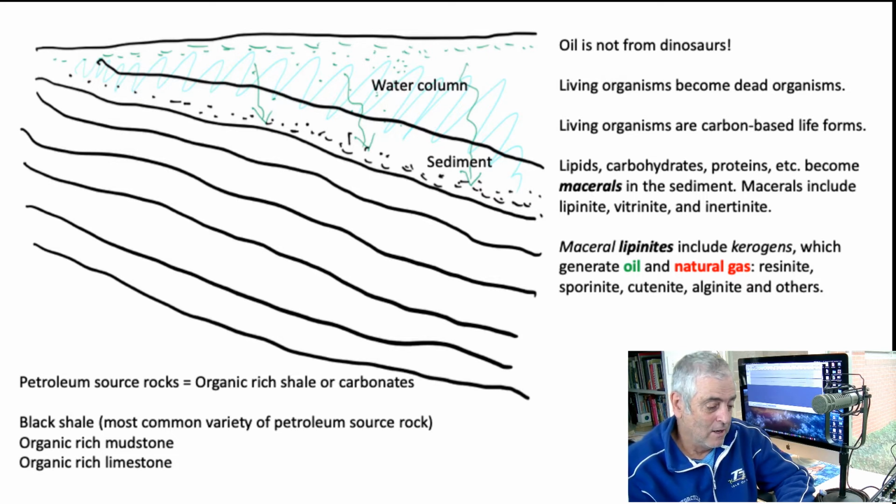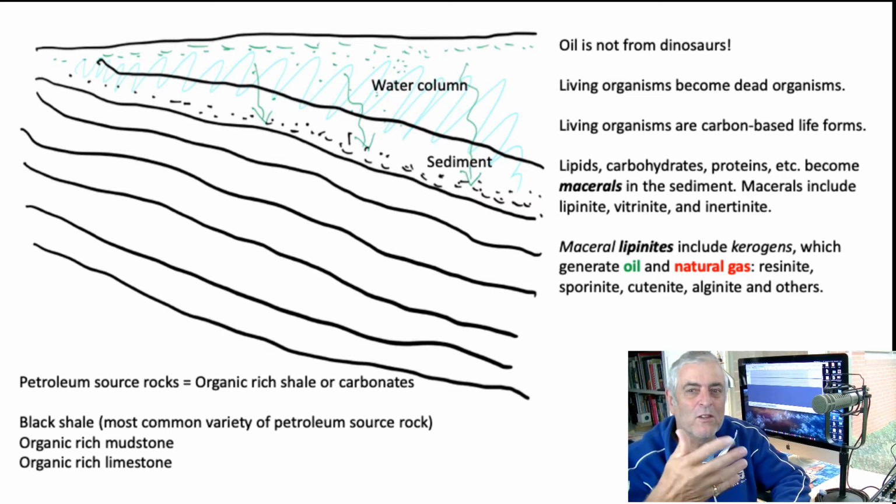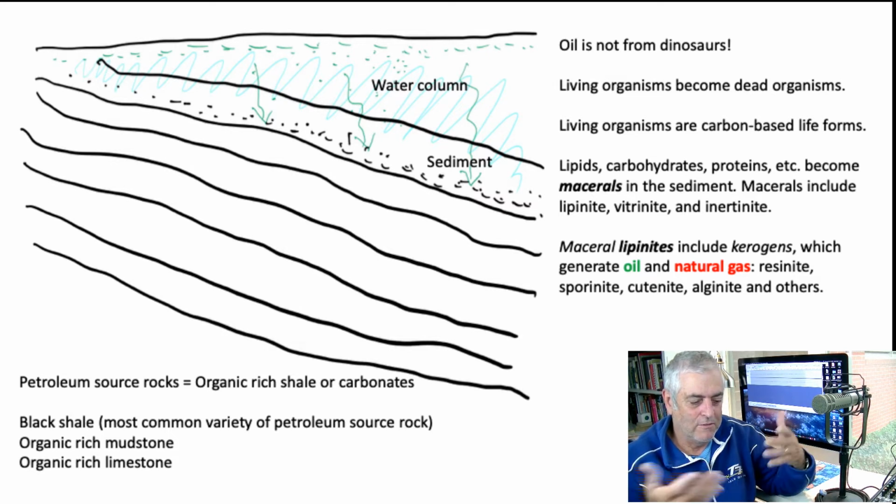And so you can also have mudstone. It doesn't have to have the fissility. You remember, fissility is the ability to split into plates for shale. So shale is a type of mudstone that has fissility. But in fact, if it's just an organic rich mudstone, that'll work too.